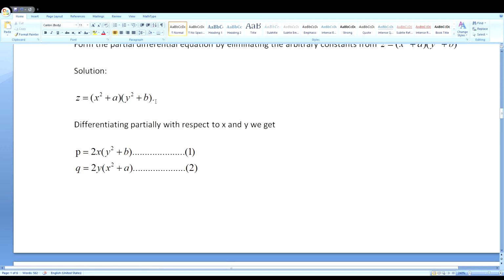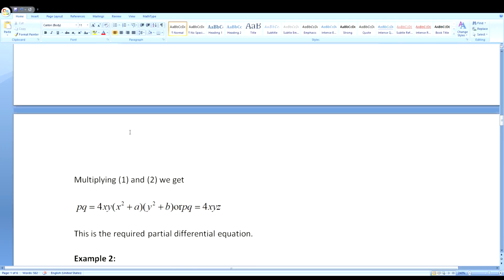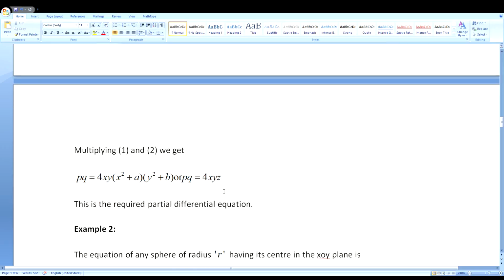x square plus a into y square plus b is z. So 4xy is z. This is the required partial differential equation. Let us see one more example.